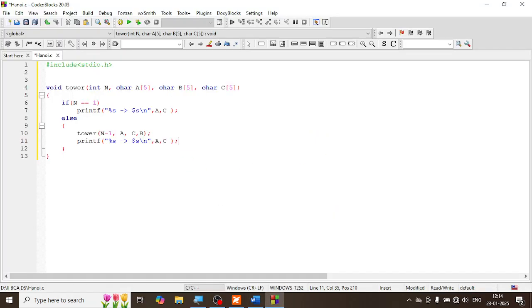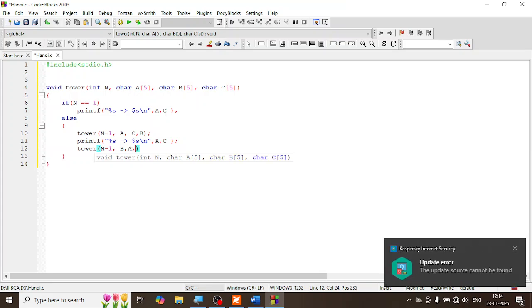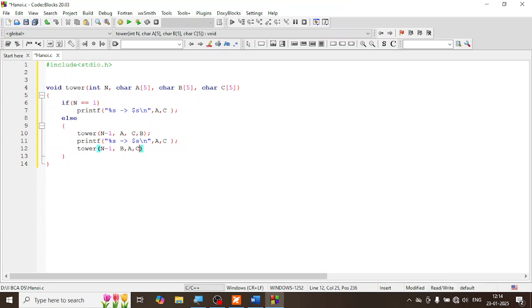So how do I write this story? I'm going to say move this one. Move the n minus 1 disks from B to C using the help of A. Okay, so this is the story. So move the disks from B to C by making use of A.